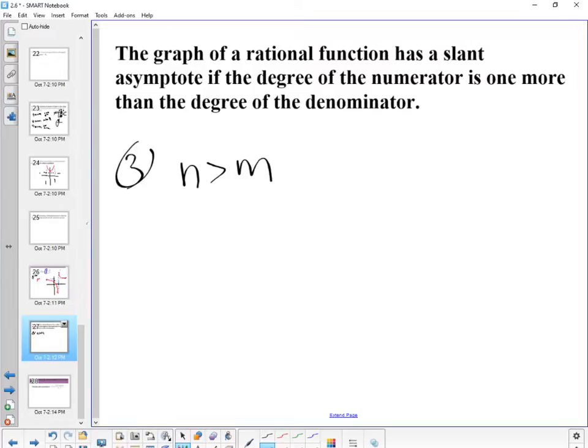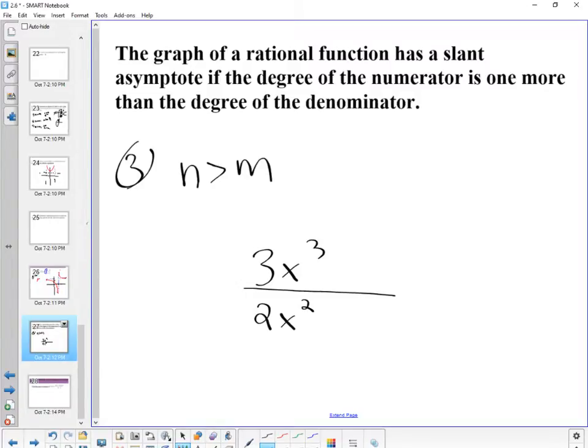That's why I said, when n is bigger than m by 1 degree, you will have a slant asymptote. By degree, do you mean number? Yes. When the degree of the numerator is exactly 1 higher than the degree of the denominator, you will not have a horizontal asymptote. You will have a slant asymptote.